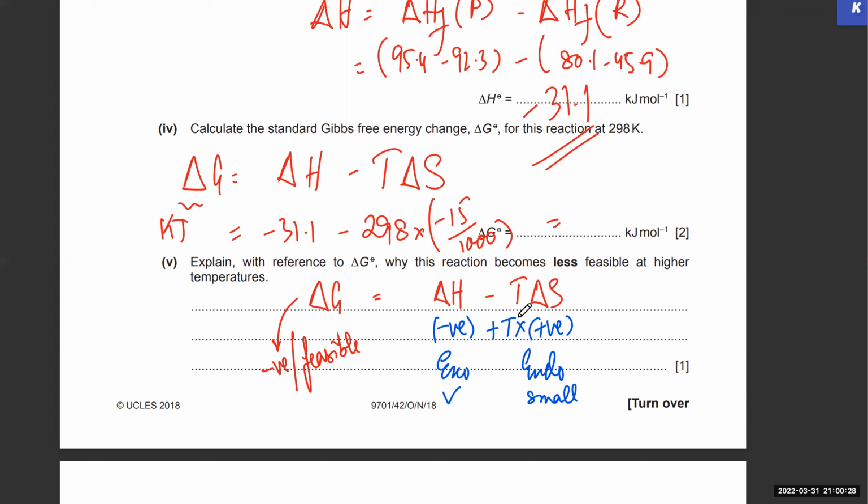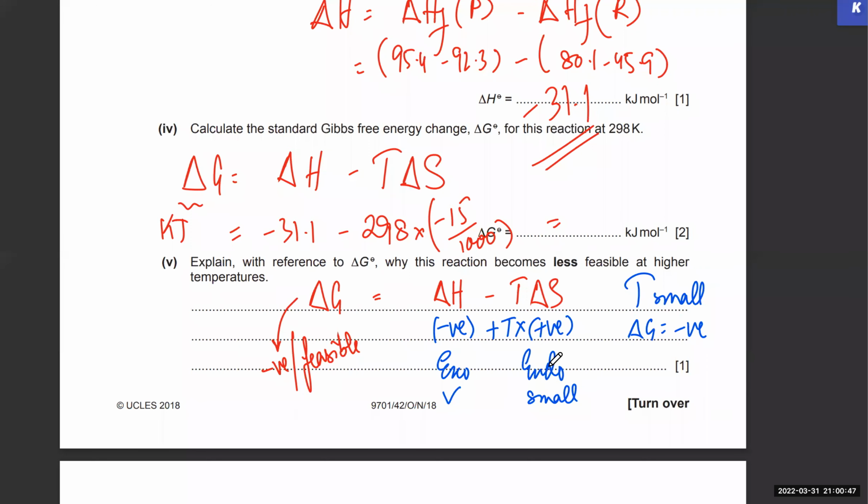So T should be small if delta G is to come out to be negative, right? I mean, how can you make it small? You're going to make T small, then this part would become small. Is that clear?